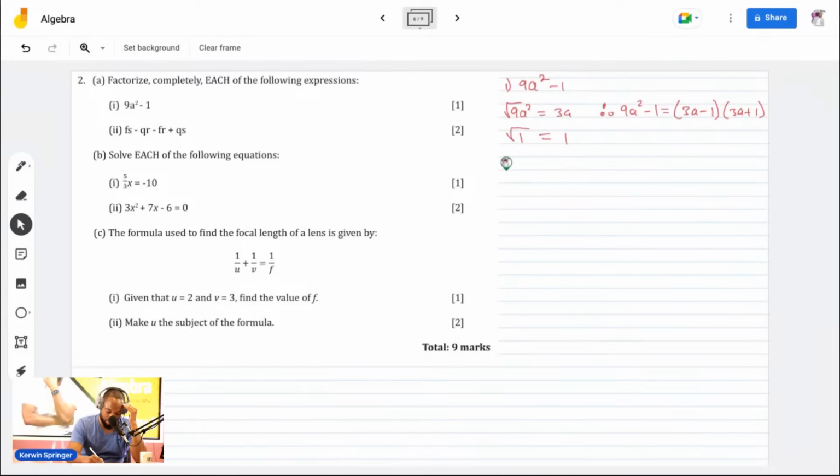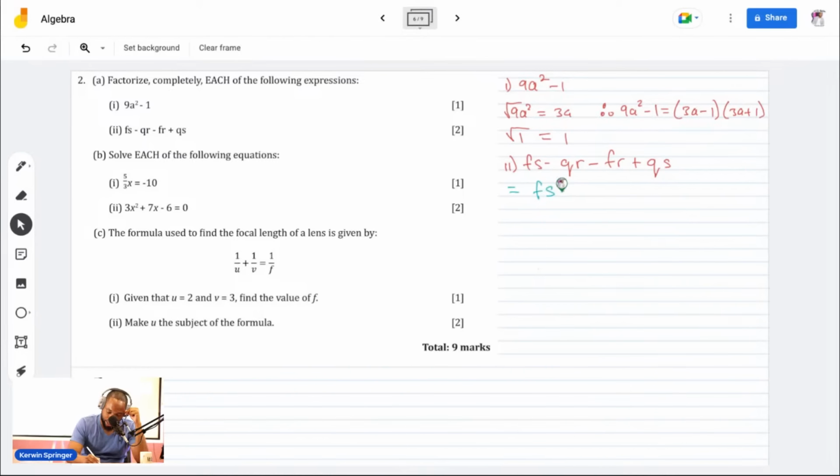And fs minus qr minus fr plus qs. Fs minus qr minus fr plus qs. Well, this is a 4 terms thing, right? So normally you're supposed to pull out something common here, but there's nothing common there. But I see an f over here. If I bring this here and then I bring the q there, I might get lucky. So let me just rearrange first. Do you all understand what I'm going to do? I'm going to rearrange to see if I could get a better setup here.